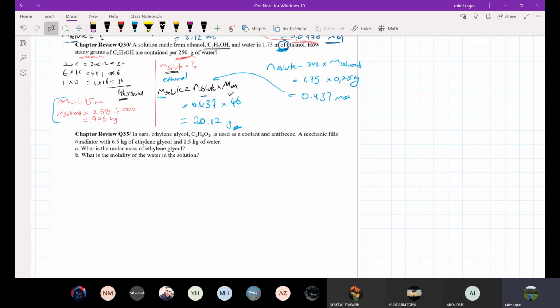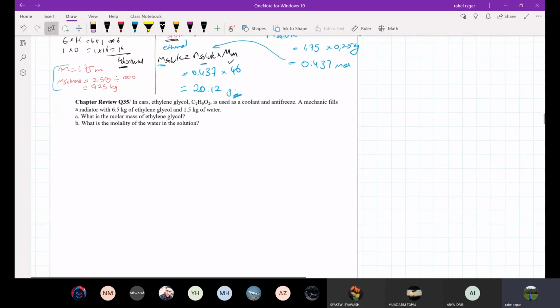Now let's try to solve the next question. This question has also been in a ministry exam. The solving is easy. It's just the understanding of the question that can be tricky.